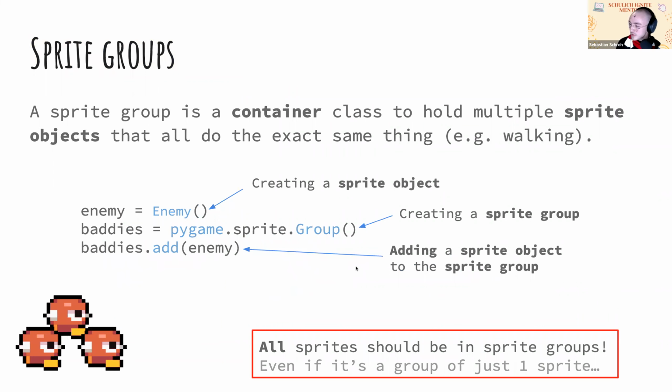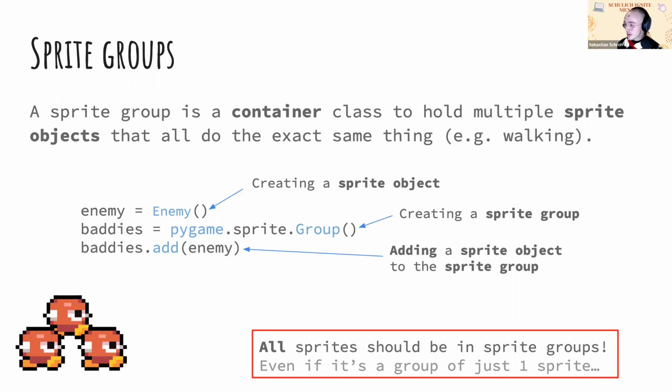All right, so we'll talk about sprite groups now. A sprite group is a container class that is used to hold multiple sprite objects that all do the exact same thing. For example, as you can see in the bottom left, there's some bad guys walking around. It's kind of like creating any other class. First, to add to a group, you'd have to create an object. So right here, we're instantiating an enemy object. And then we're creating a sprite group using pygame.sprite.Group to create a baddies object. And then to the baddies sprite group, we're adding an enemy as well.